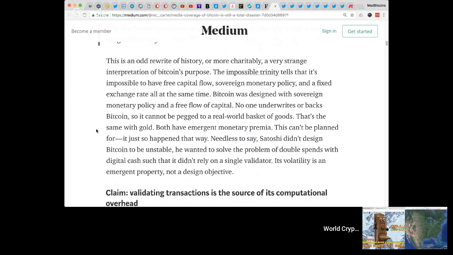Bitcoin was designed with sovereign monetary policy and a free flow of capital. No one underwrites or backs Bitcoin, so it cannot be pegged to a real world basket of goods. That's the same with gold. Both have emergent monetary premia. This can't be planned for. It just so happened this way. Needless to say, Satoshi didn't design Bitcoin to be unstable. He wanted to solve the problem of double spends with digital cash so that it didn't rely on a single validator. Its volatility is an emergent property, not a design objective.